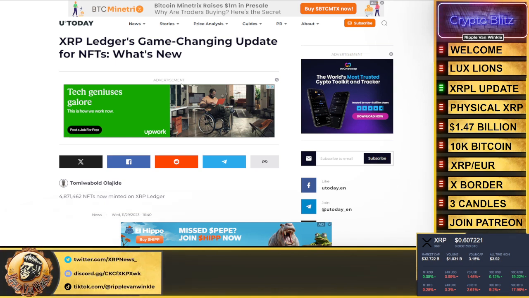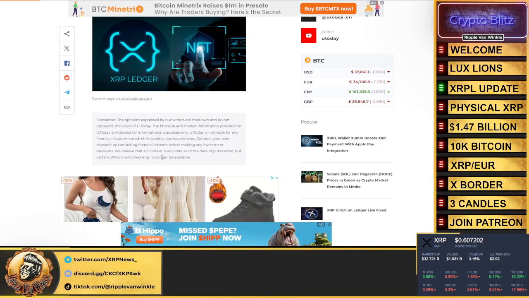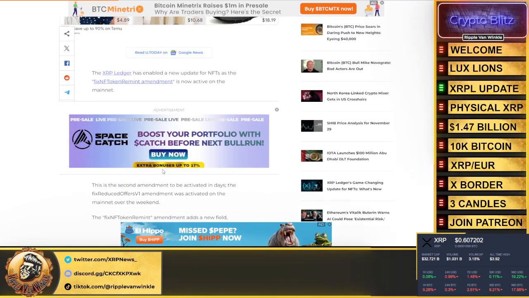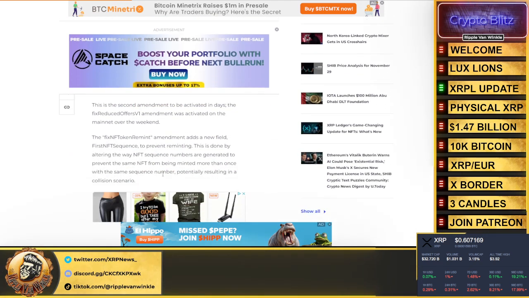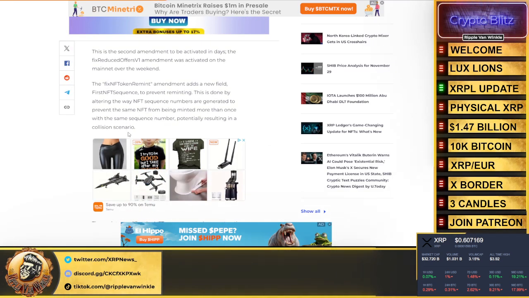Boy, oh boy. XRP Ledger's game-changing updates for NFTs. What does it mean? What is it doing? It says the XRP Ledger has enabled a new update for NFTs as the Fix NFT Token Remint Amendment is now active on mainnet. This is the second amendment to be activated in days. The Fix Reduced Offers version 1 was activated over the weekend. The Fix Token Remint Amendment added a new field to prevent reminting.